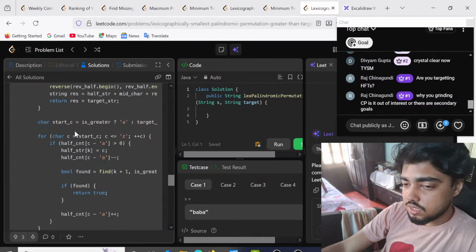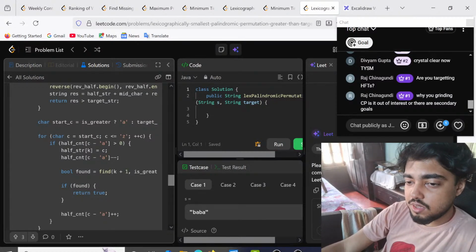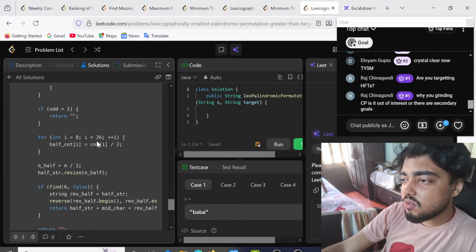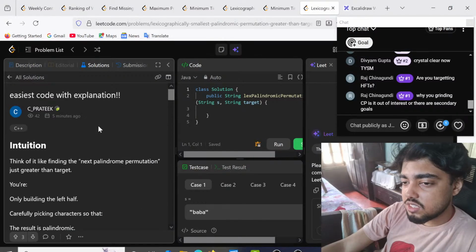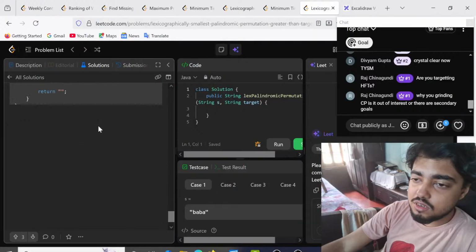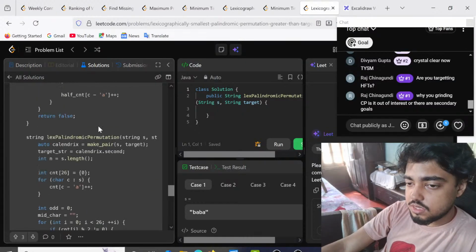And for the character, he is just doing the same thing. I hope I don't need to explain this. This is a little bit complex code, but if you know the logic, you can check out this solution later on and you'll get it. This is a backtracking question.